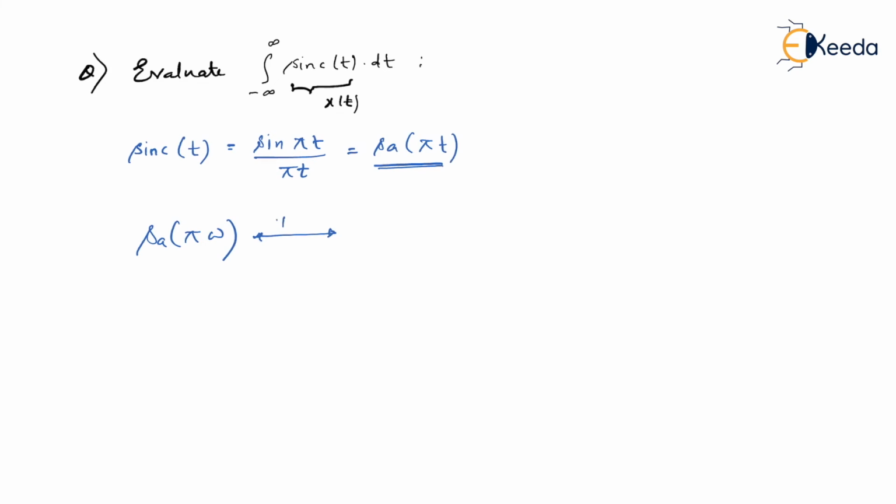When I say Sa(pi omega), I'll get an inverse Fourier transform this way. We know that the Fourier transform of a rectangular function is a sampling function. So vice versa is also true. For a sampling function, if I take an inverse Fourier transform, what I'm supposed to get is a rectangular function. Now the question is, what are capital T and A? A is nothing but the height of the rectangle, and capital T is nothing but the width of the rectangle. So this is the width, and this is the height of the rectangle.